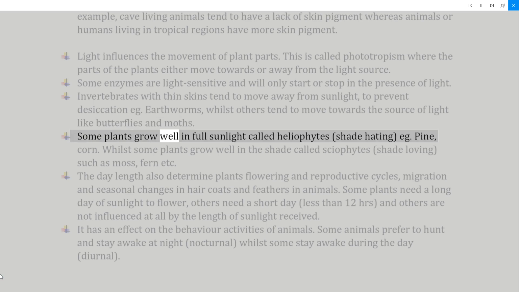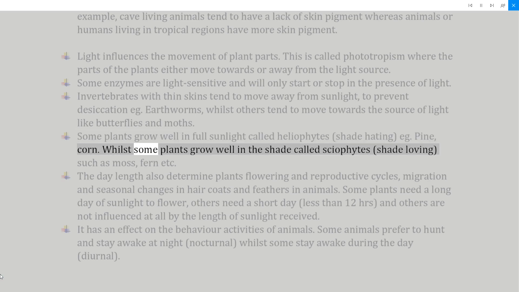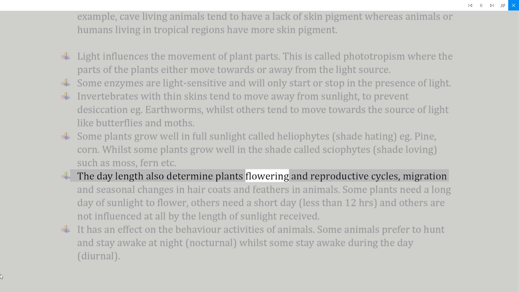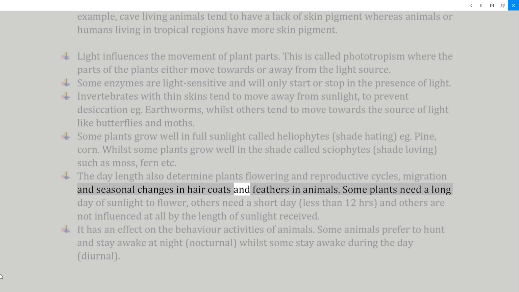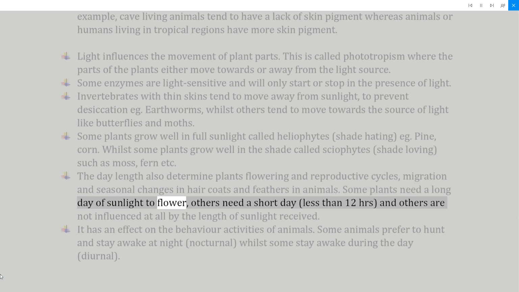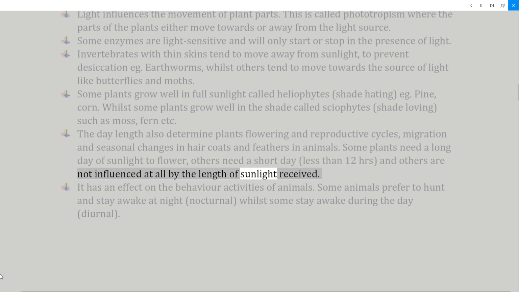Some plants grow well in full sunlight, called heliophytes, shade-hating, e.g. pine, corn. Whilst some plants grow well in the shade, called sciophytes, shade-loving, such as moss, fern, etc. The day length also determines plants' flowering and reproductive cycles, migration and seasonal changes in hair coats and feathers in animals. Some plants need a long day of sunlight to flower, others need a short day, less than 12 hrs, and others are not influenced at all by the length of sunlight received.